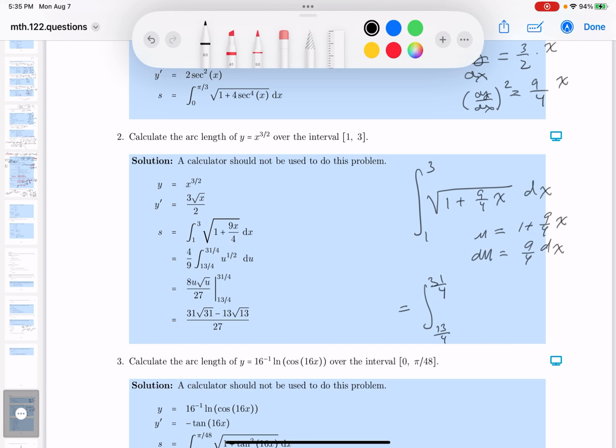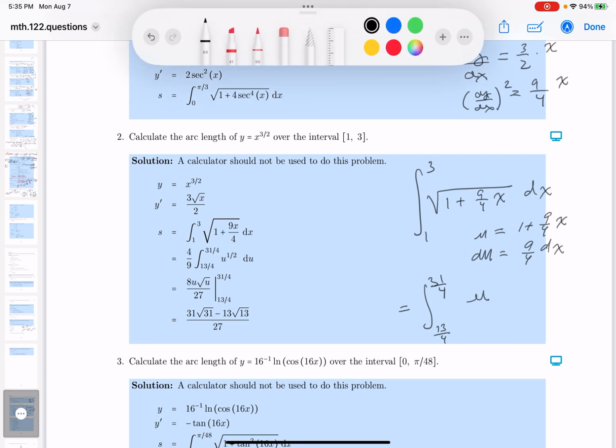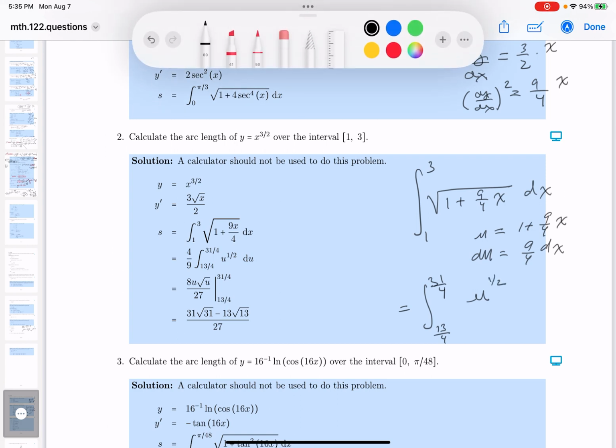And then what do you get? You're going to get u. Well, now let's take a look at it. It's going to be u to the 1/2 power. Now, what's the dx going to be? The dx is actually 4/9 of a du. Right, I've got to do the antiderivative now and evaluation.